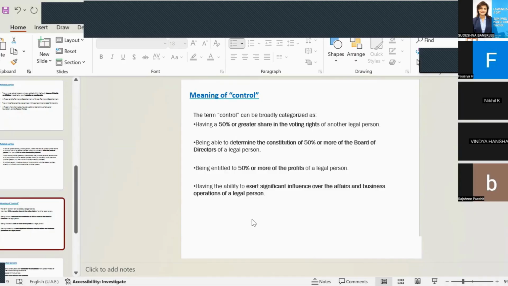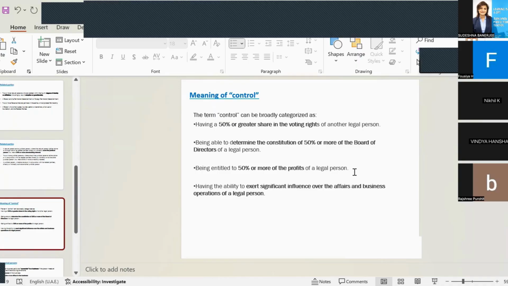Meaning of control. Control means, like I told you, it can be through shareholding, like 50% or greater of the voting rights. Then it can be through constitution. If a person is not holding 50% of the shares of a company, but has the right to constitute 50% of the board of directors of that company, then it can be considered as control. Then, being entitled to 50% or more of the profit of a legal person.